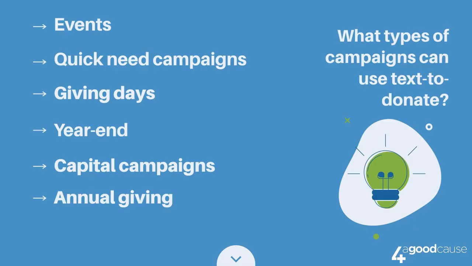So where can we apply this? What types of campaigns can use text to donate? An event is the first campaign that comes to mind. You've got your supporters in a room, or maybe in the last couple of years, you've gotten them on Zoom. And a great way to get them to your donation form to make that gift is through text engagement.